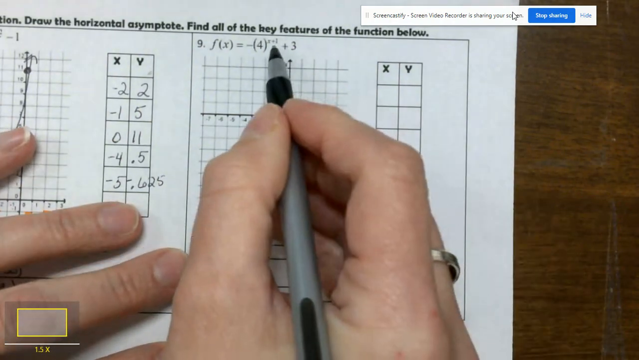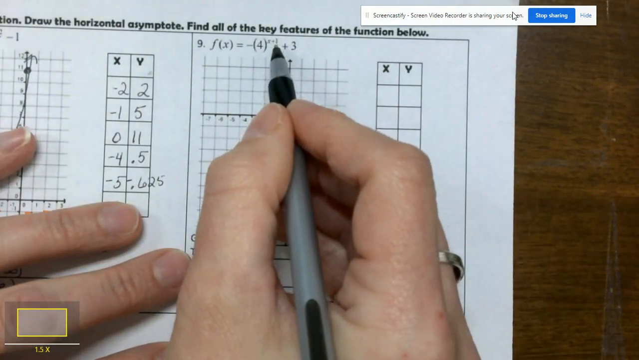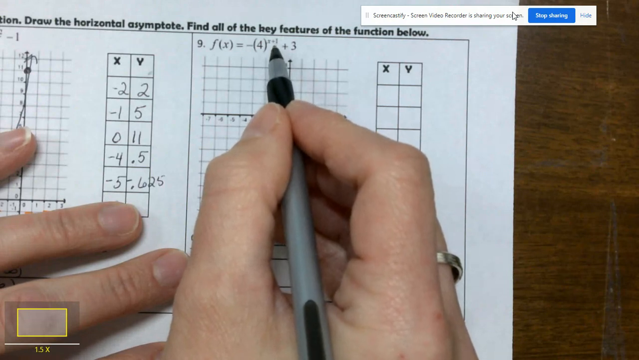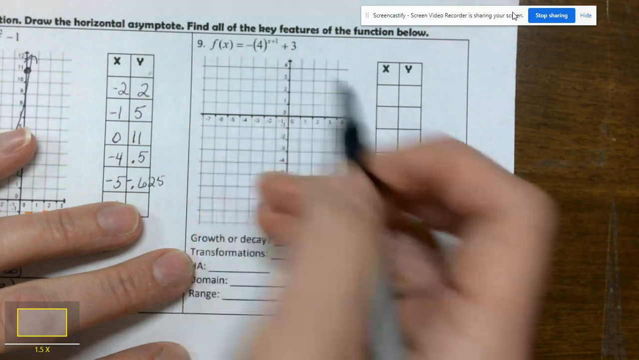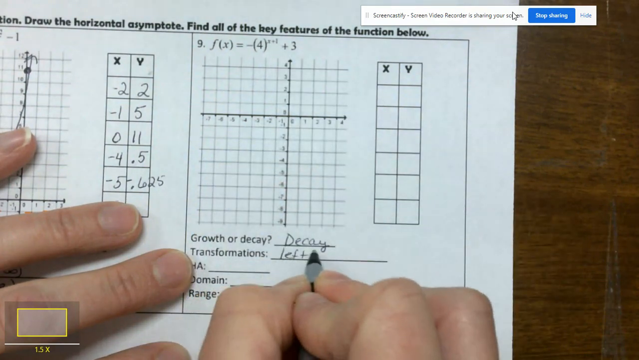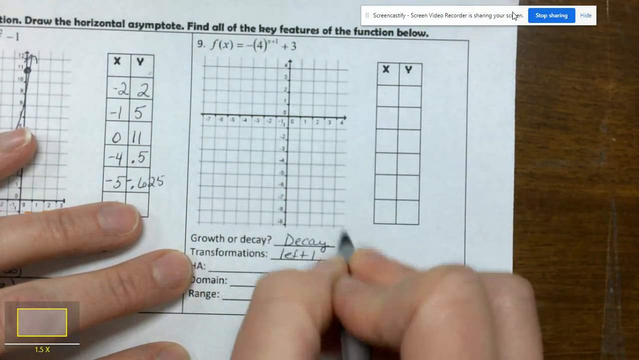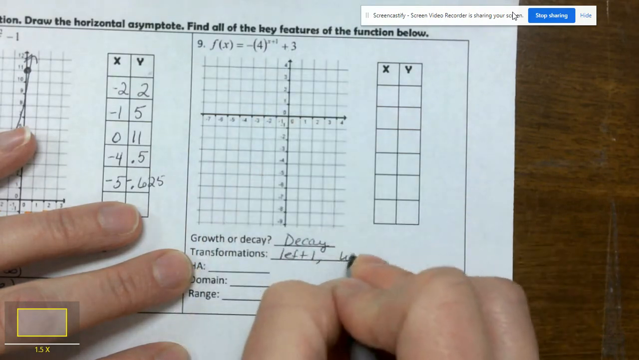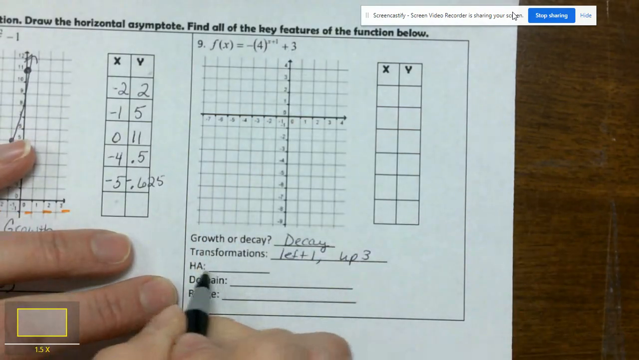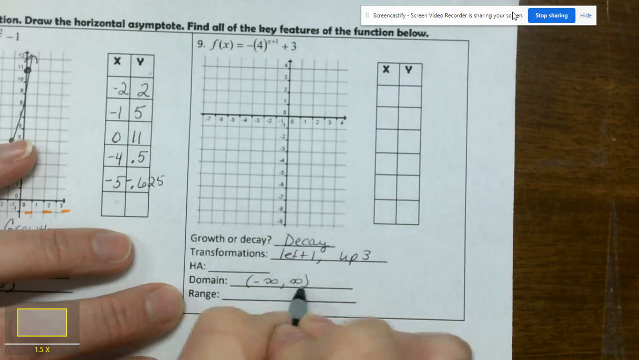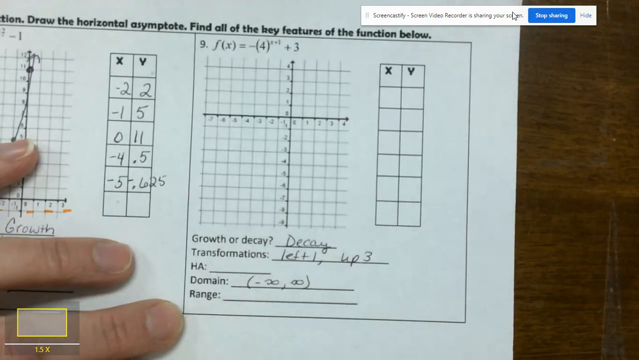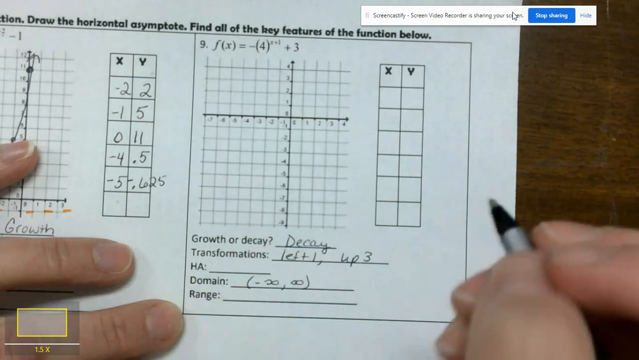Our transformations here, we've got a +1. So if we've got a +1 here, then that means it's going to be moving it to the left 1. And it's going to be moving it +3, which is up 3 units. We don't know our horizontal asymptote yet. We do know our domain. It's -infinity to +infinity, and we don't know our range. All right, let's see here what we can do.